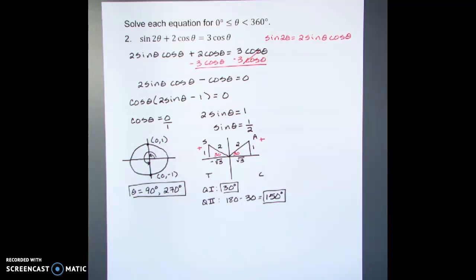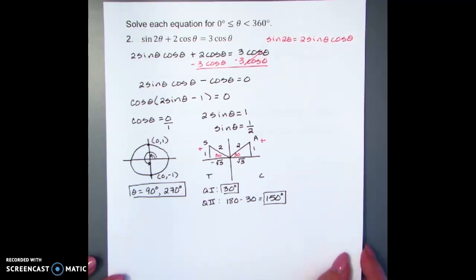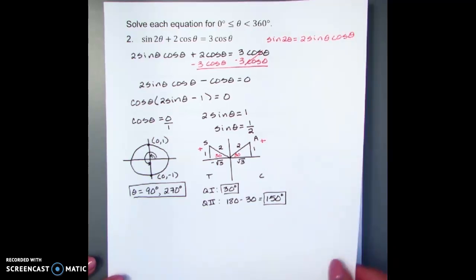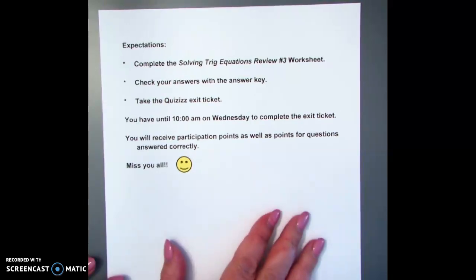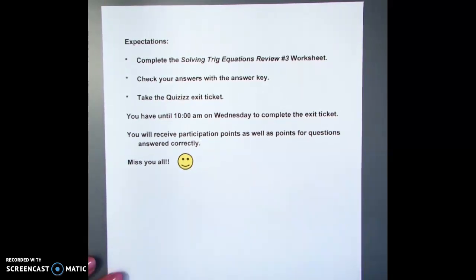All right, so there is one question on the homework that refers back to the very first day of the solving trig equations. So I would keep those notes handy if you have them. You're going to only have 4 questions tonight because I figured these are pretty in-depth, so that should be fine. So my expectation would be that you would finish the solving trig equations review number 3 worksheets.